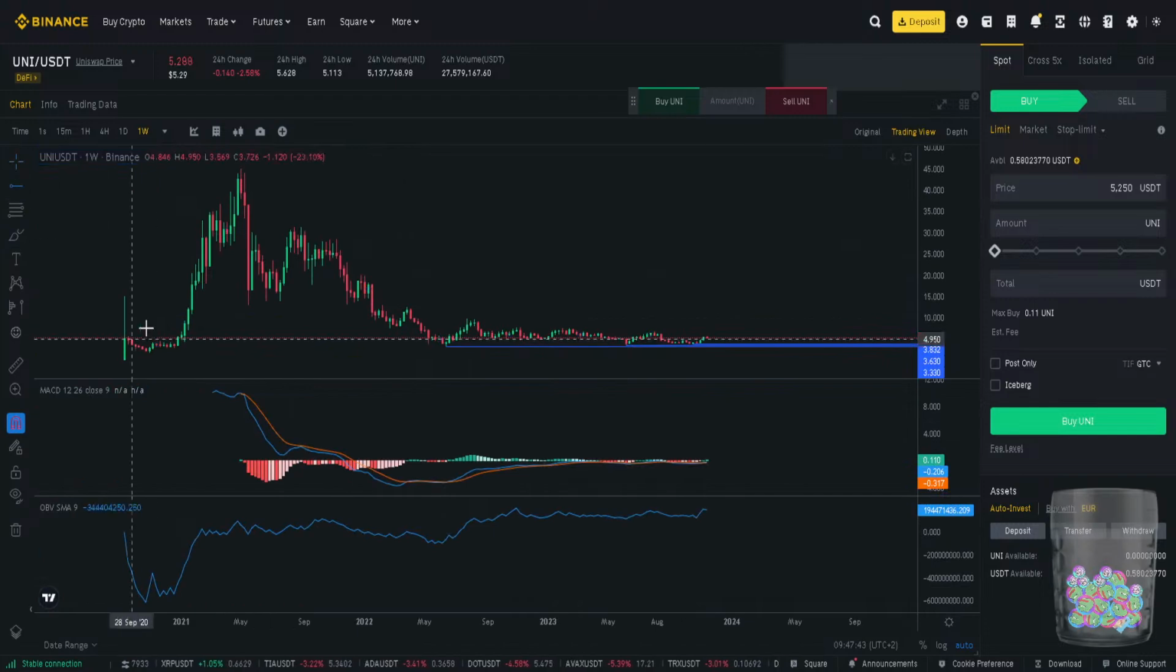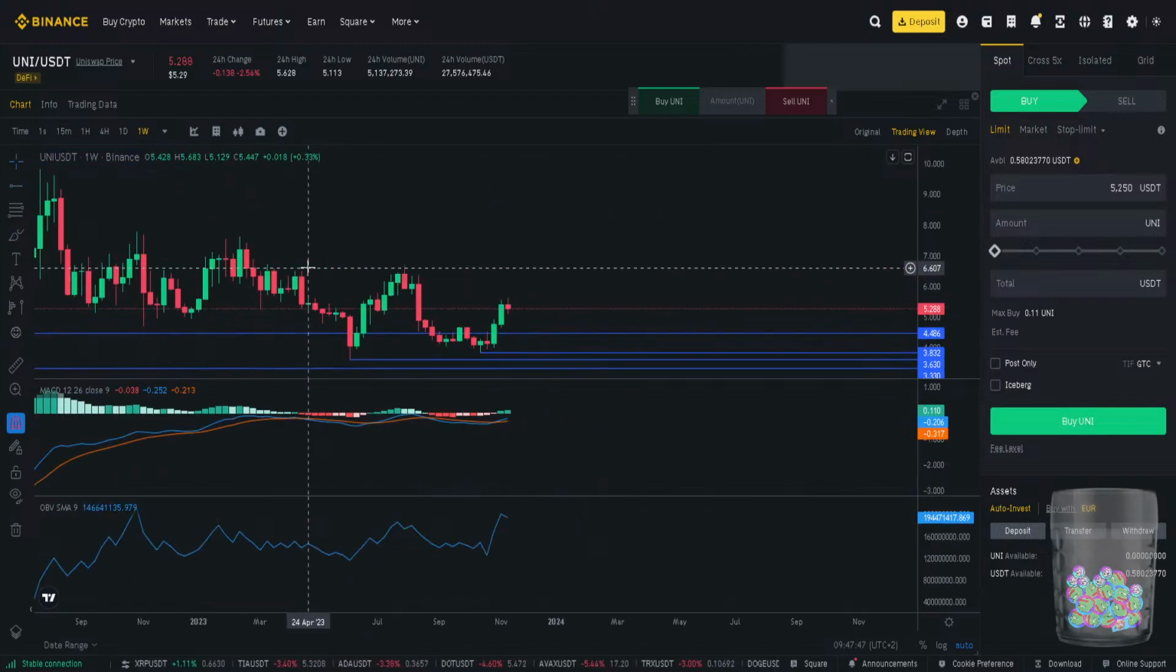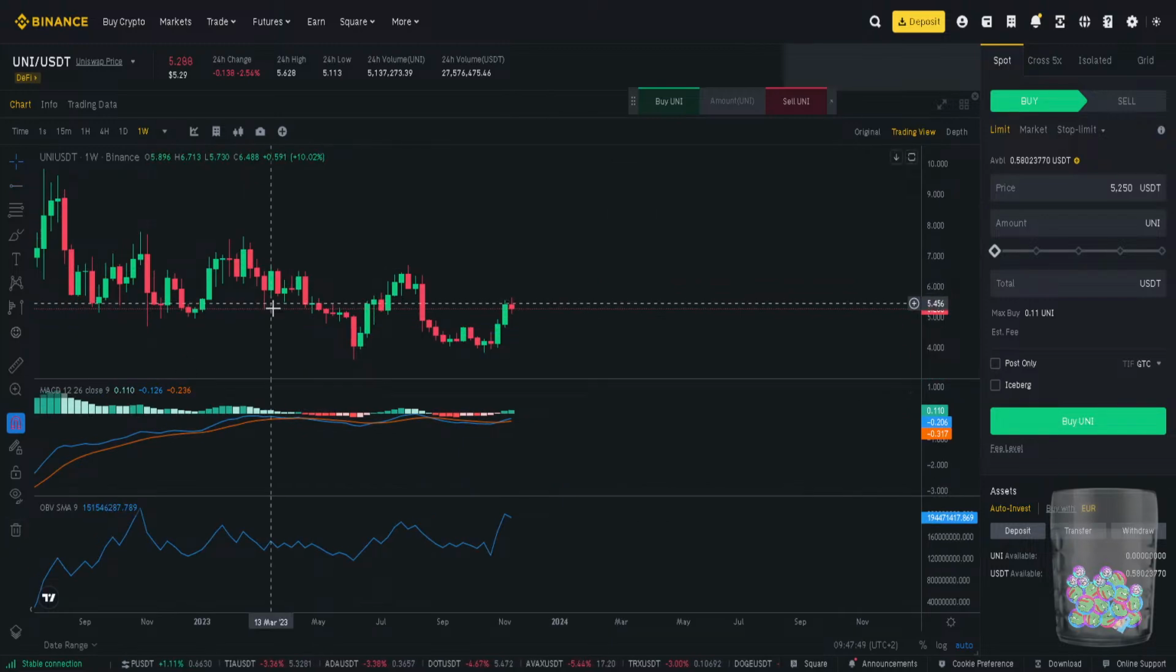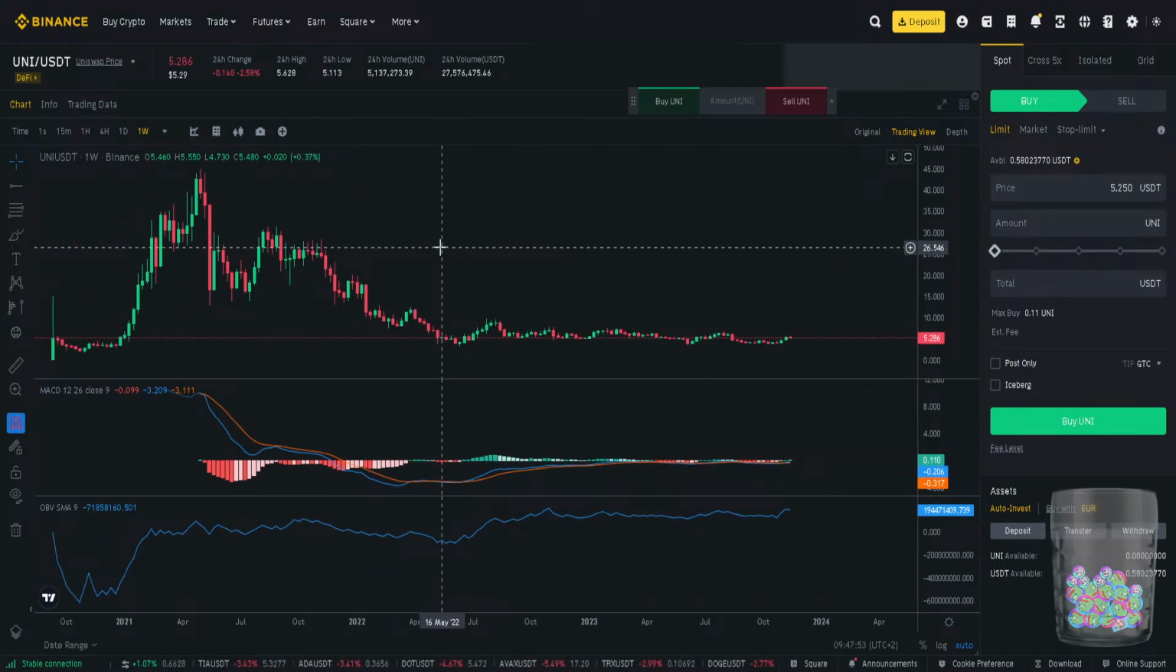This is what most people don't get. We have great fundamentals, but the market doesn't give a shit about your fundamentals. The only thing that matters is your price chart.